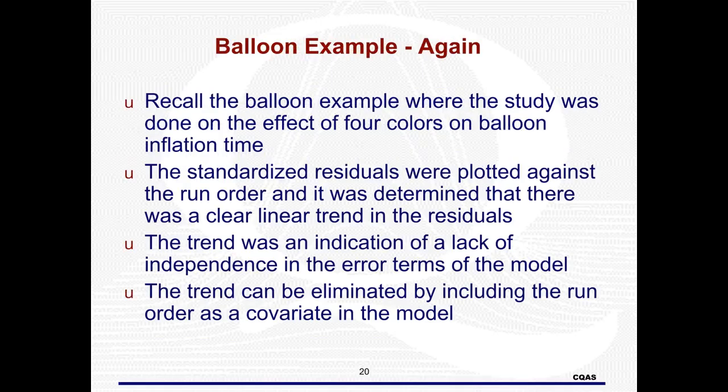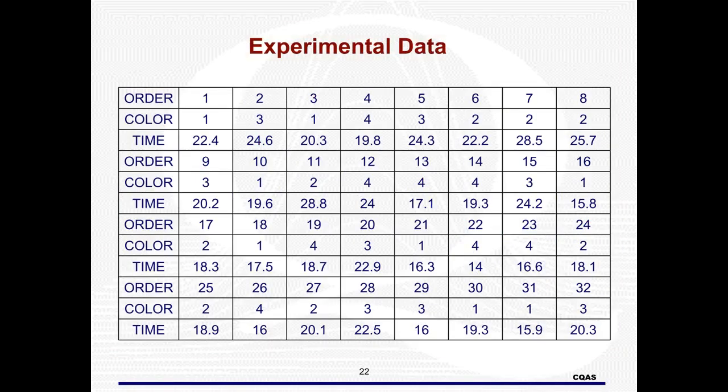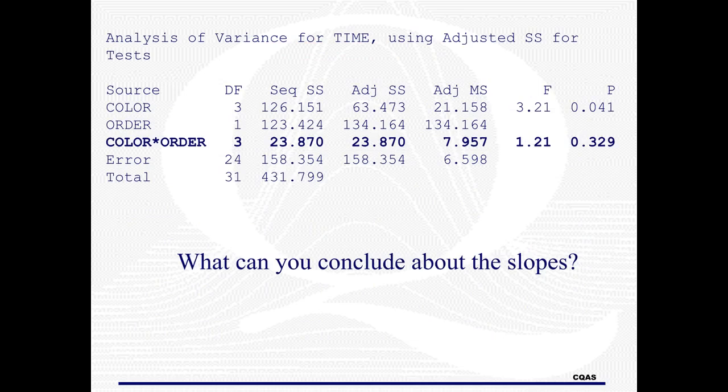In this example, we study balloon inflation time across different colors. A trend in residuals suggests a violation of independence, likely due to time or run order. The residual plot clearly shows a pattern over time, indicating that something systematic is affecting the results. This suggests we should include run order as a covariate. Here is the data. Here we analyze the data including the interaction term.